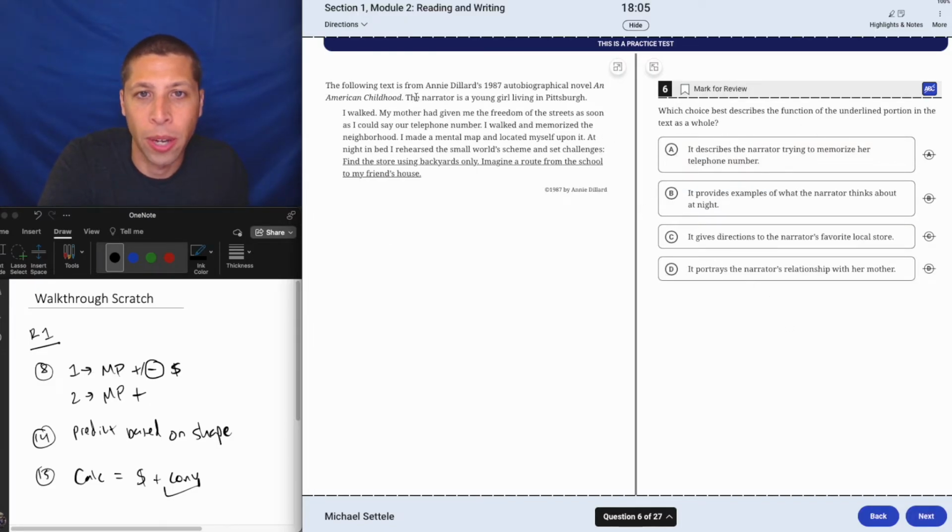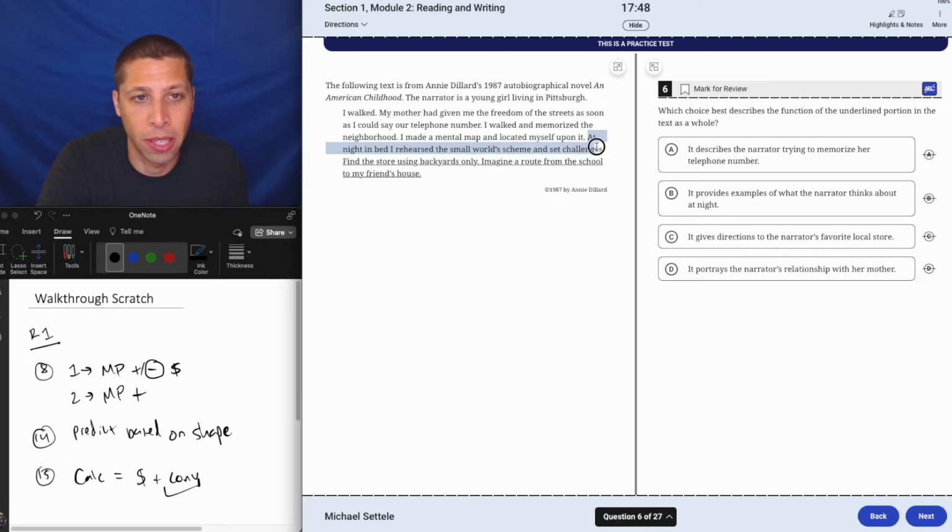Function the underlying portion. Okay. Narrator is a young girl living in Pittsburgh. I walked. My mother had given me the freedom of the streets as soon as I could say our telephone number. I walked and memorized the neighborhood. I made a mental map and located myself upon it. At night in bed, I rehearsed the small world scheme and set challenges. Find the store using backyards only. Imagine a route from the school to my friend's house.